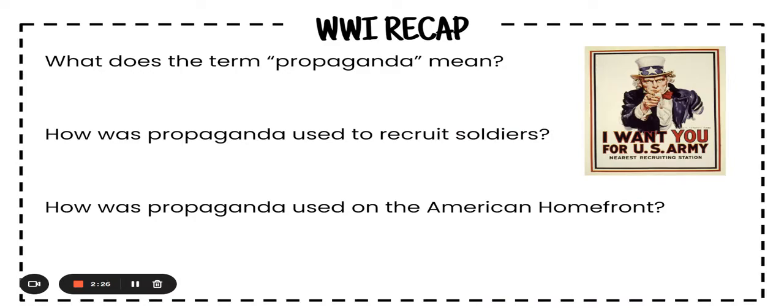Now, last class we talked about propaganda. What does the word propaganda mean? How was it used to recruit soldiers? And how was it used on the American home front? So another way of saying that last question is, what were they trying to get the American people to do to help the war?